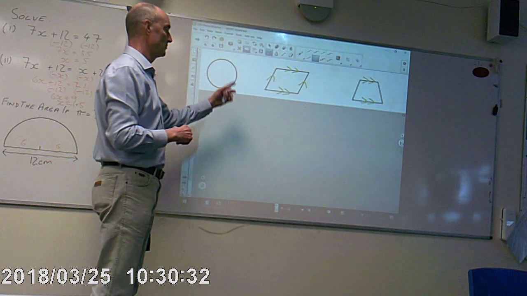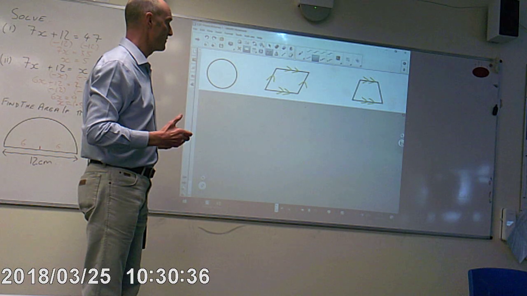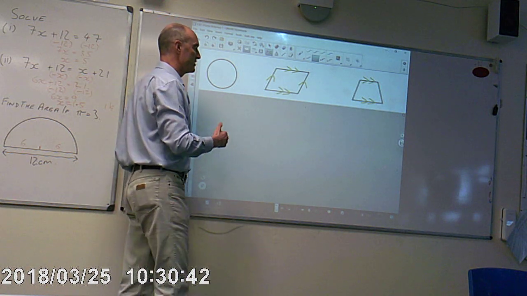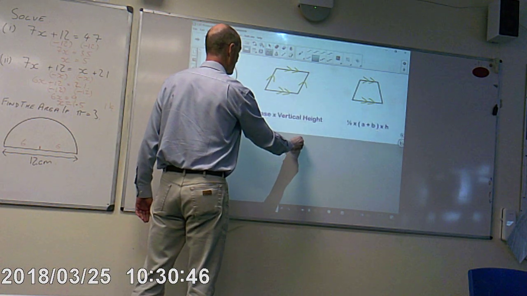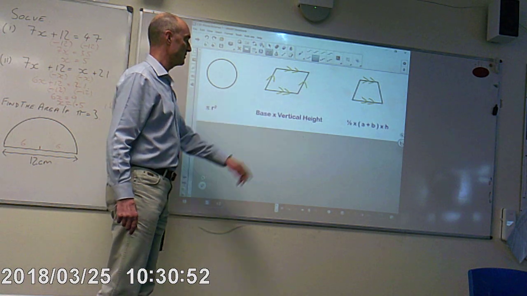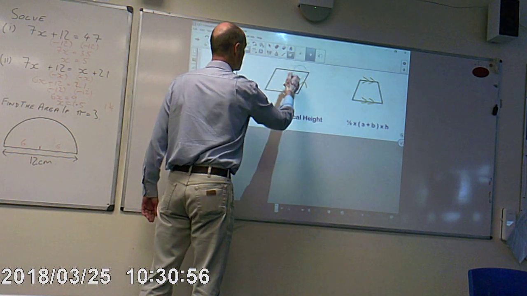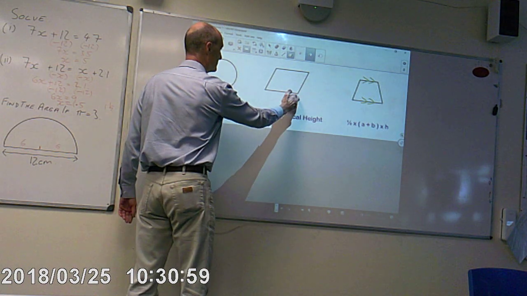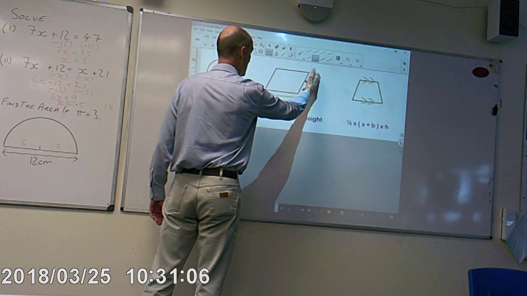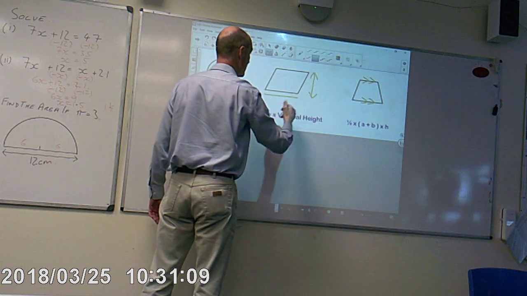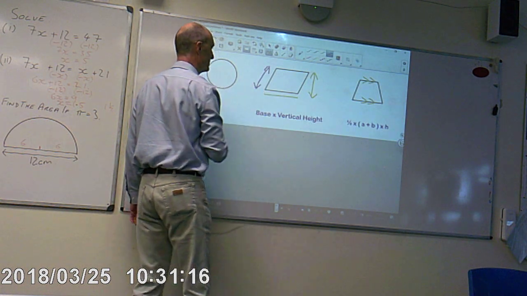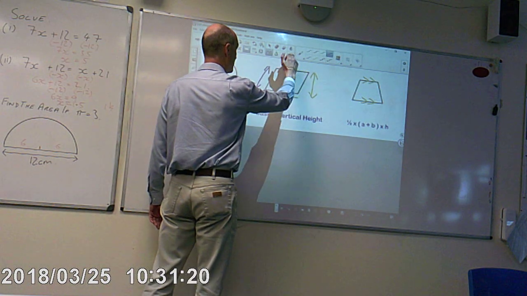What are their areas? Well, we've been doing some work on circles, so I'm really hopeful that you know what the area of a circle is, the formula for that. The area of the parallelogram and the trapezium, we may need to remind you about that. The area of a circle, pi r squared. The area of a parallelogram is the length of the base times the vertical height. So it's this vertical height. It is not sloping height. It is not that value, it is the vertical height that you're interested in.